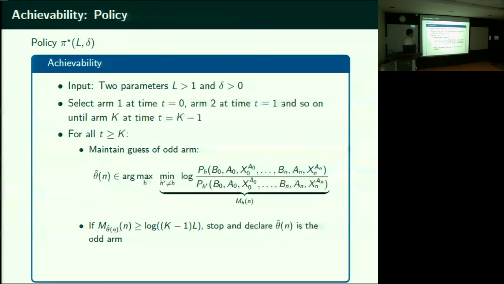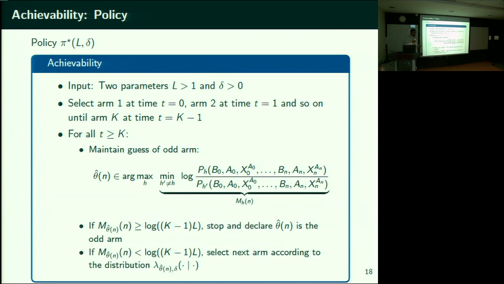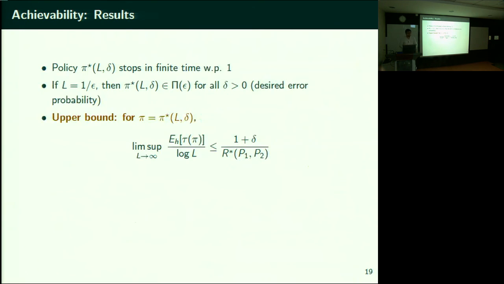You maintain a guess of what the odd arm is at each time, and you look at the test statistic of that particular arm against all the other arms. If that test statistic has exceeded a certain threshold, you are very confident that it is your true odd arm, so you stop and declare it. Otherwise, you take one more sample, according to a certain distribution that depends on your guess of the odd arm. This is a version of the generalized likelihood ratio test, and for this we are able to show an upper bound. But this is not an SRS policy.